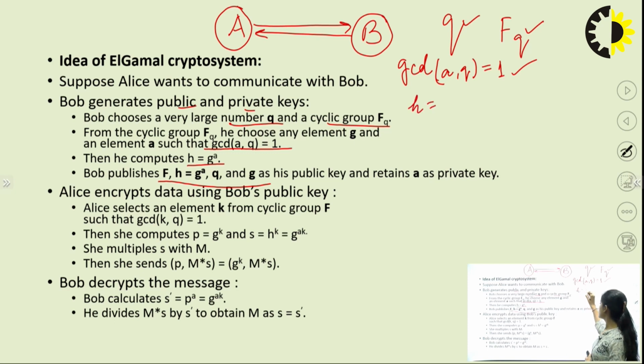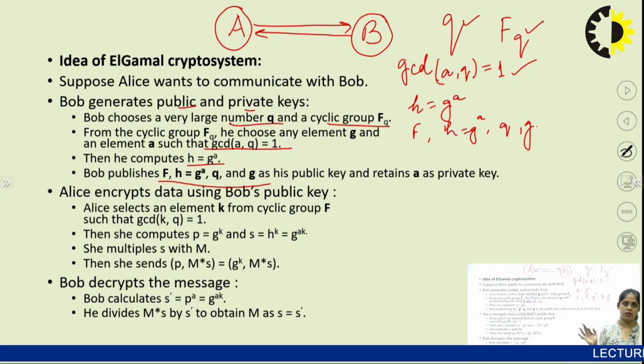Then H is equal to G^A, and F, H equals G^A, Q, G is the public key, and he retains A as the private key. This is the thing. Now, the next thing is Alice encrypts the data using Bob's public key.